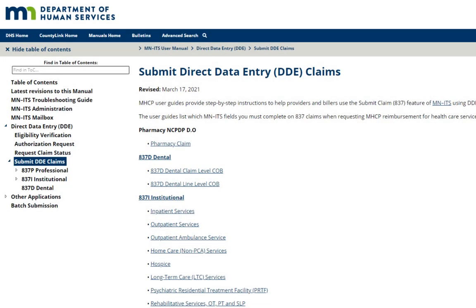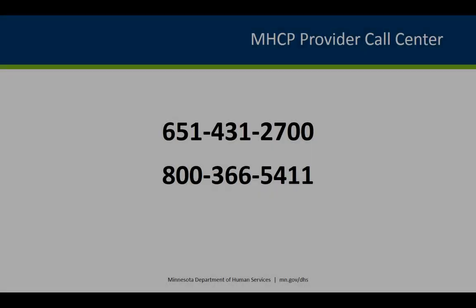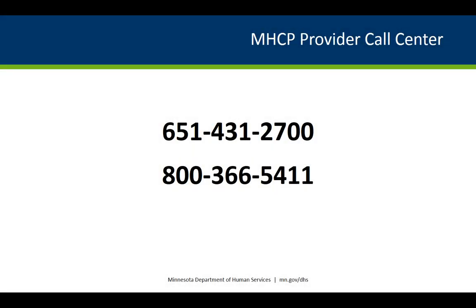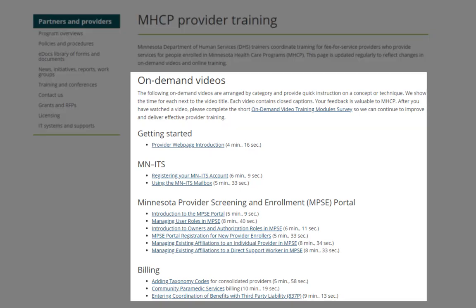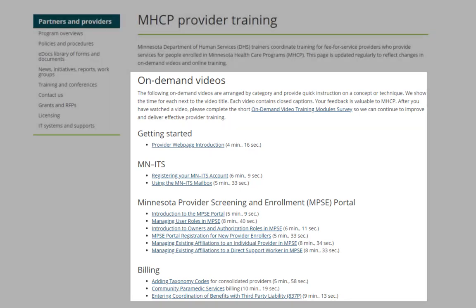If you have questions about submitting a claim, refer to the MN-ITS User Manual or contact the MHCP Provider Call Center at 651-431-2700. The Department of Human Services offers various training opportunities, including other on-demand videos and online sessions.